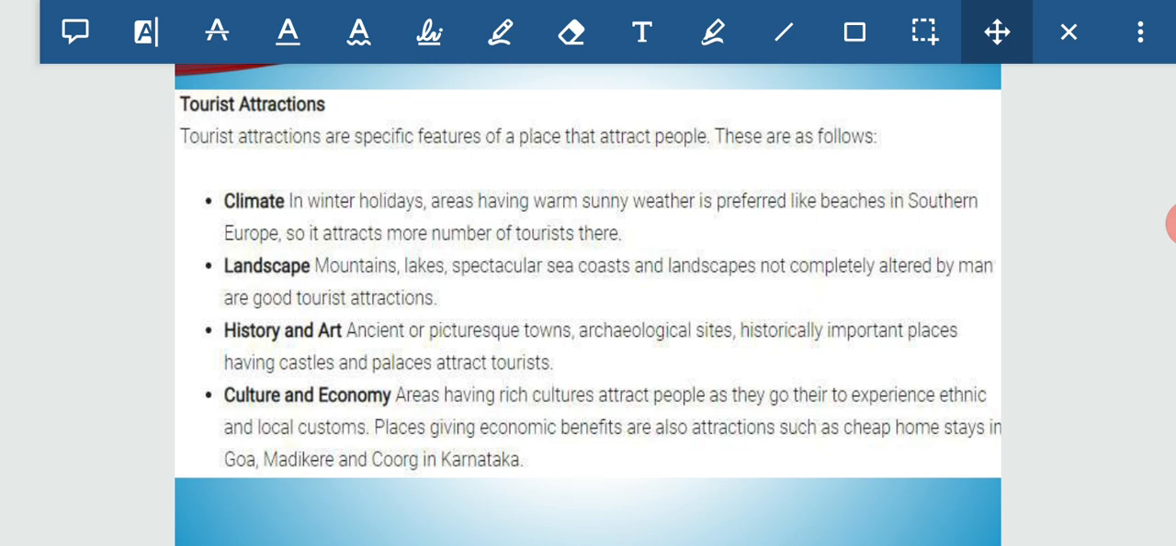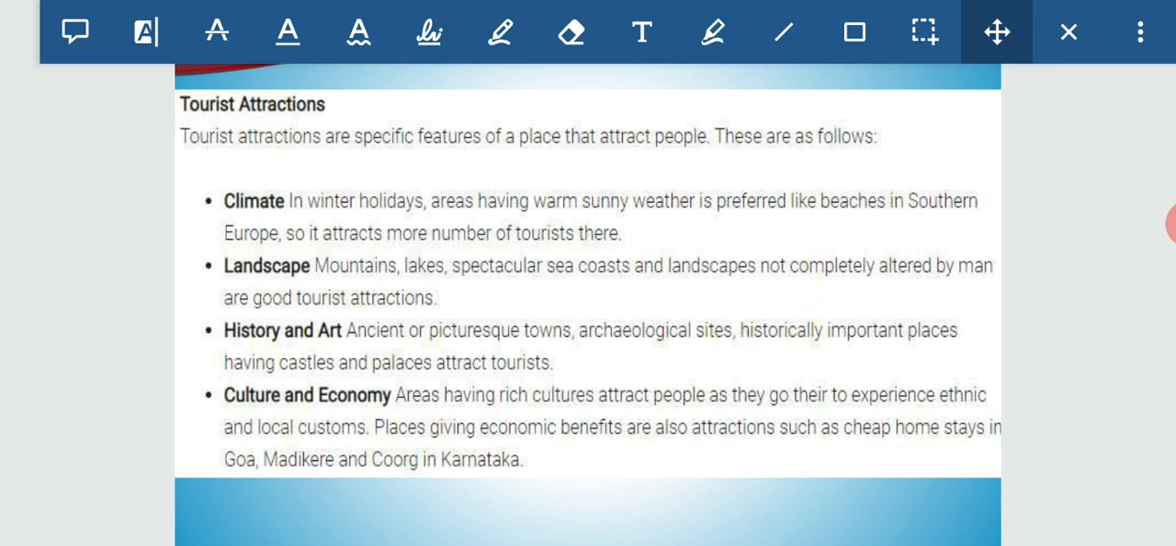And then comes culture and economy. Just to give an example, the culture of Goa is so attractive that during the winter vacations, Christmas time, Goa is flooded with tourists. Why? Because it has its own heritage and culture. So these are the four main attractions: climate, landscape, history and art, culture and economy. These are the four things that basically attract tourists. Now this comes under the example of people who are engaged in tertiary activity.